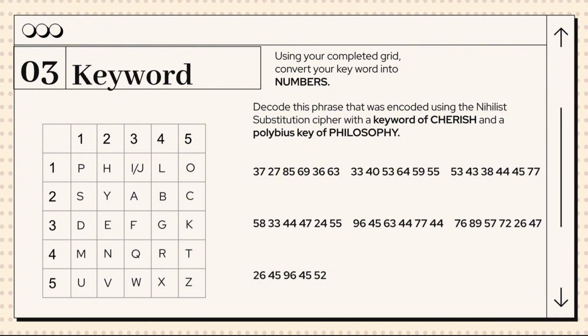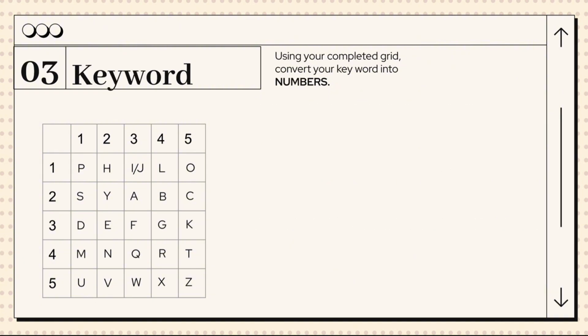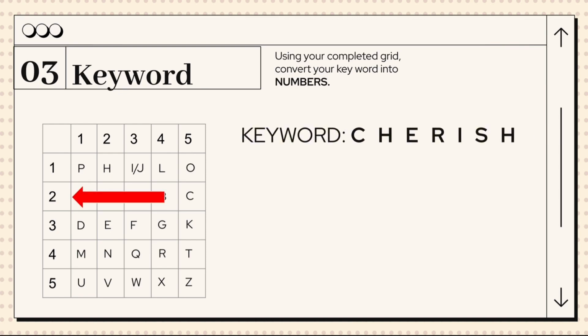Now that we completed the grid, we need to convert the keyword, which is cherish, into numbers. We'll use the grid on the left to do so. The left number gives you the tens digit, and the top number gives you the ones digit. So for C, it would be 2 and 5, 25. H would be 1 and 2, 12. And you would do this for the rest of the remaining letters in the keyword.